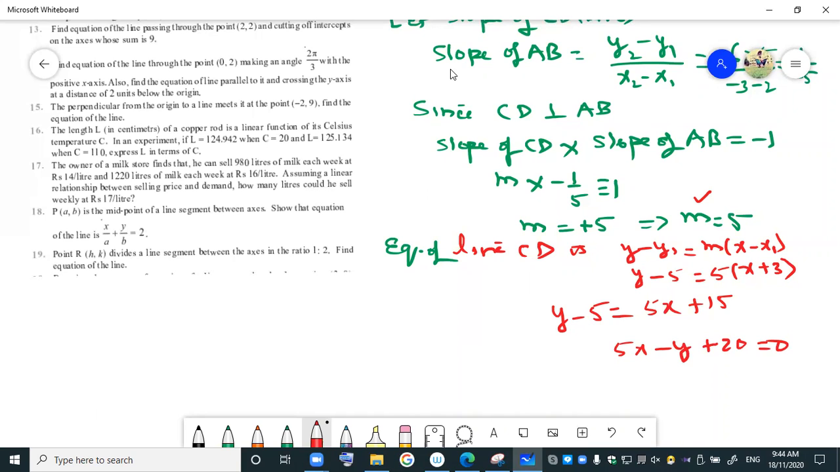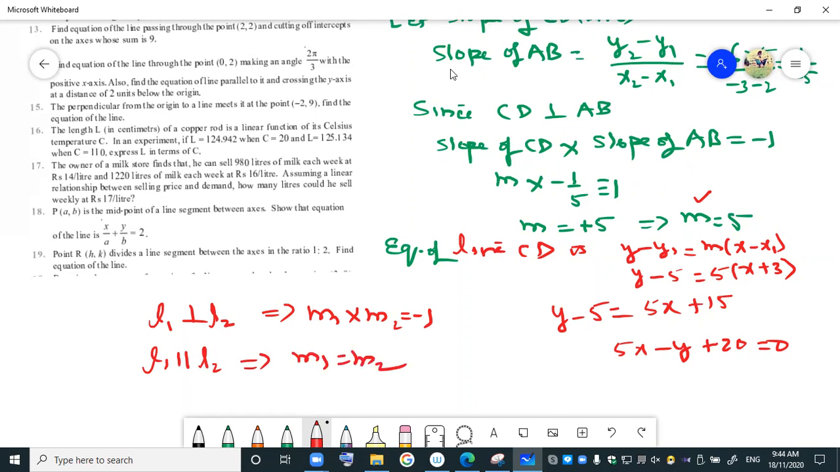So remember, as I told you already, that if L1 is perpendicular to L2 and their slopes are M1 and M2, then the condition always applied is M1 into M2 is equal to minus 1. And if the lines are parallel, suppose L1 is parallel to L2, then their slopes are equal. M1 is equal to M2.